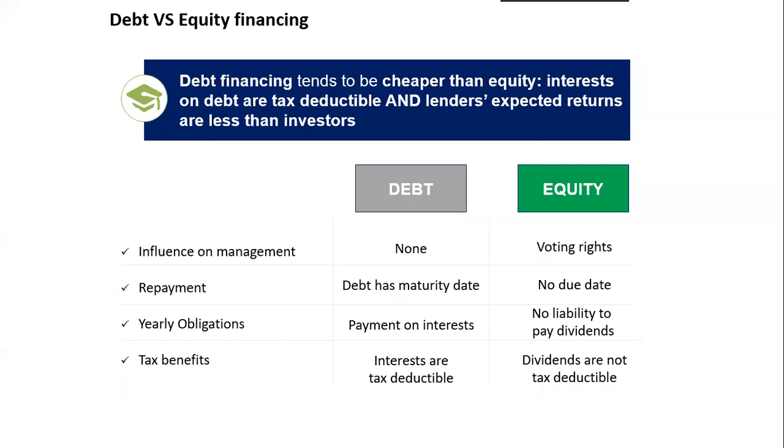So what is the difference between debt and equity? One, on management. If I borrow, the person will not bother you. They'll expect you to pay back, so there is no influence on your management at all. Okay, you have borrowed, they expect you to pay back. Simple as that. Okay, so they have no influence.